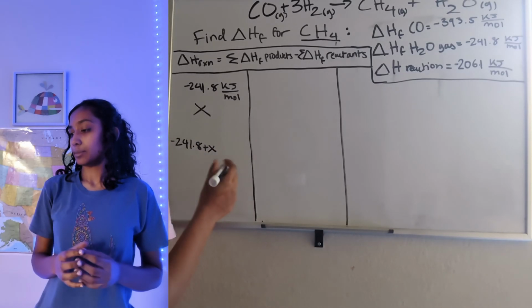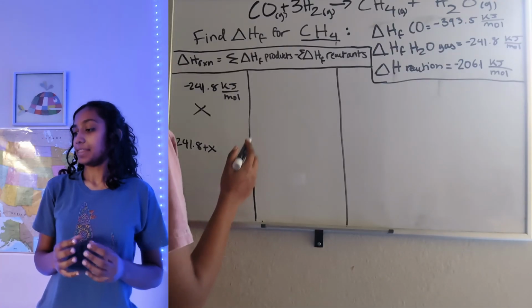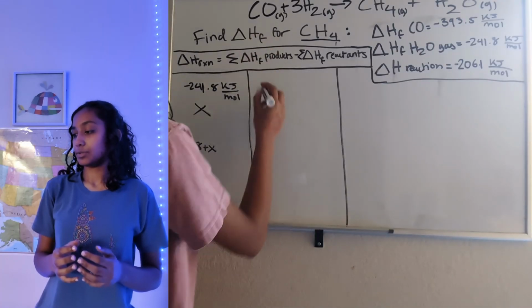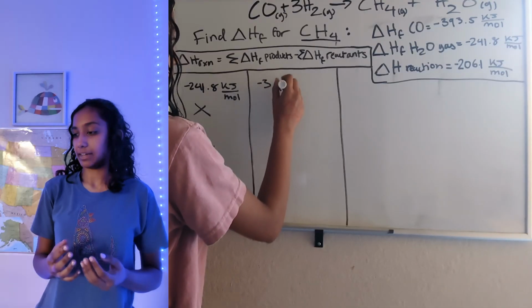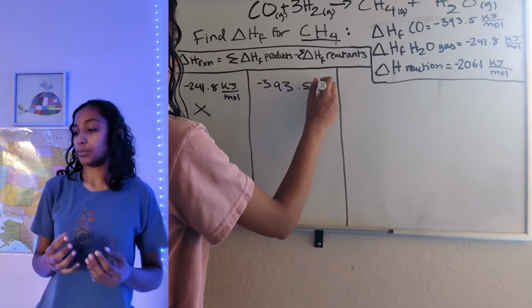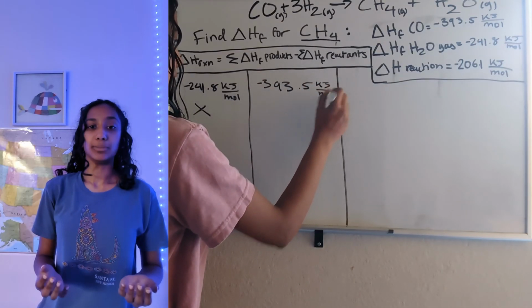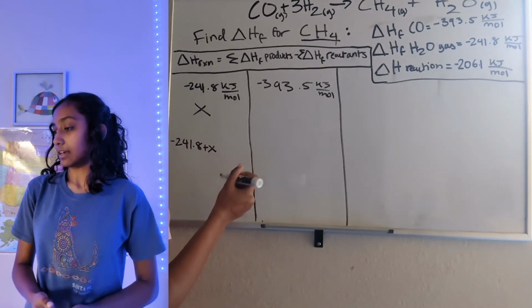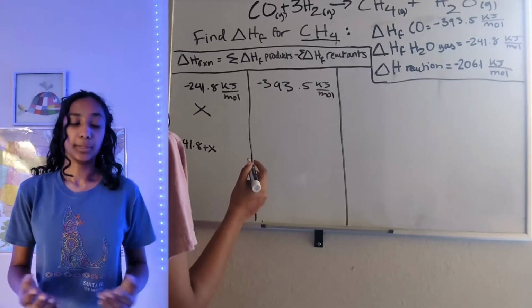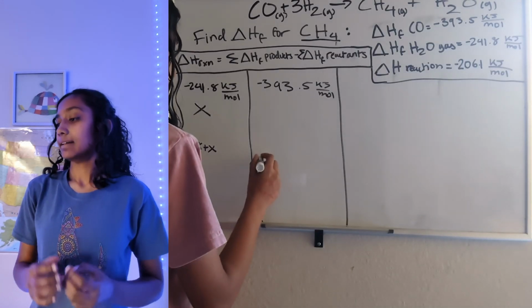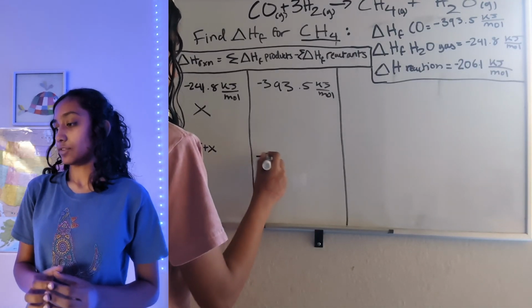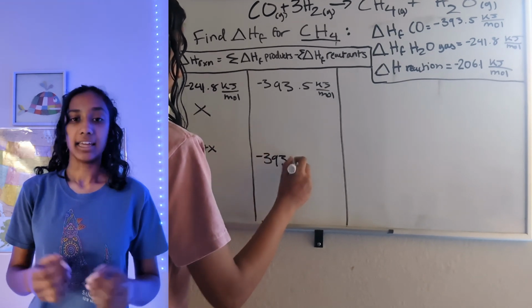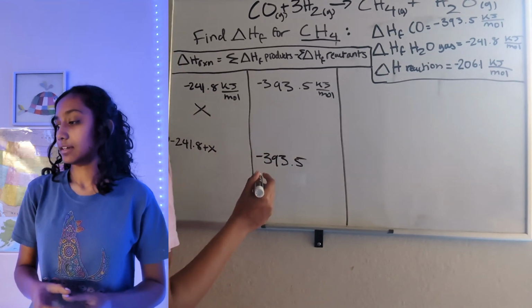Now, for the enthalpy of formation of the reactants. The enthalpy of formation for gaseous CO2 is negative 393.5. And since there's only 1 mole of CO2, we don't need to multiply by anything. As for the other reactant, hydrogen gas is an individual element, so its enthalpy of formation is 0. This means that the sum of delta H for the formation of the reactants is negative 393.5.